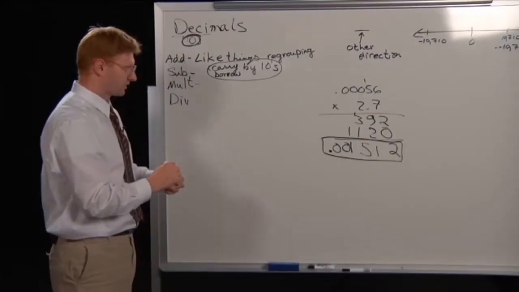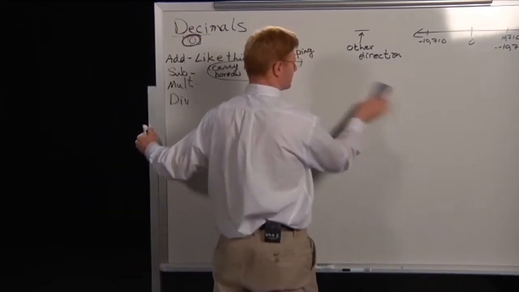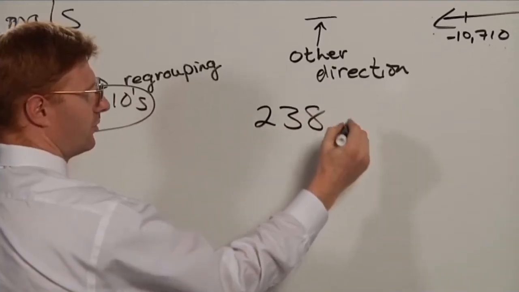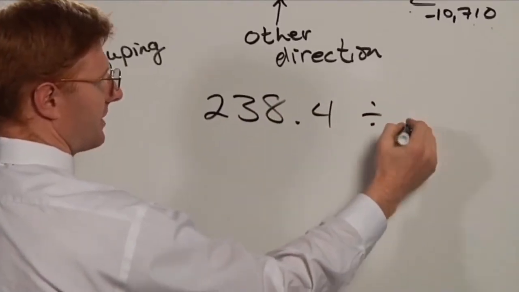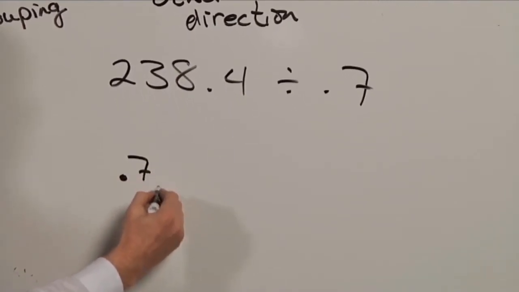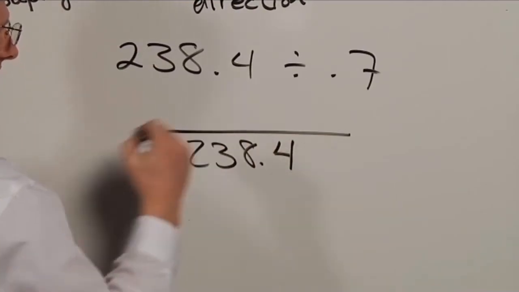The final review that we're going to do is the division of decimals and being able to change things into percents. So if we had something like 238.4 divided by 0.7. In the United States, the division algorithm is set up like this. If you learned another one with a different positioning, go ahead and use it.